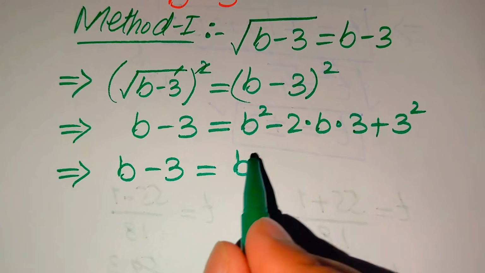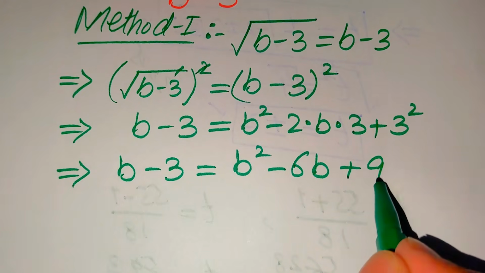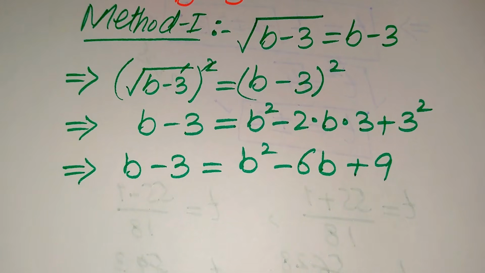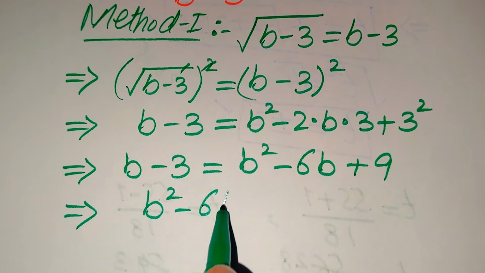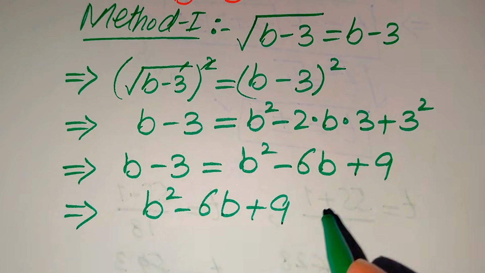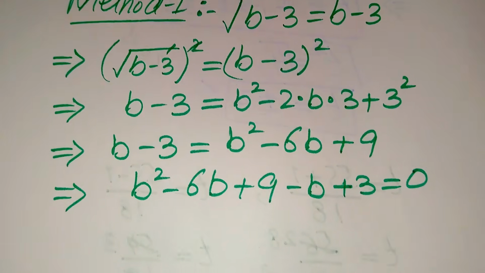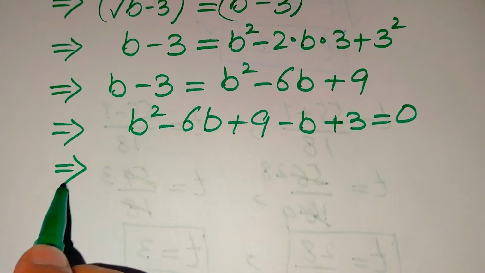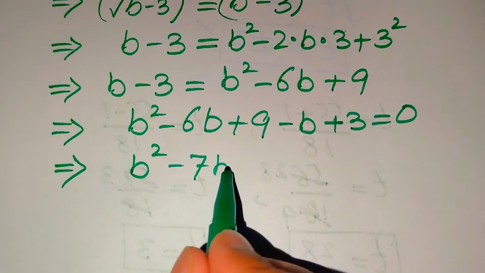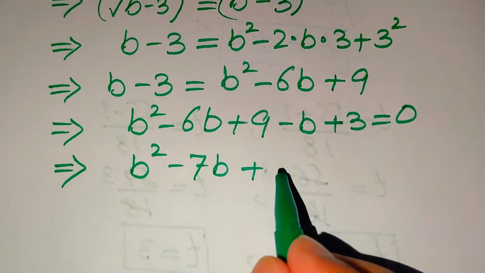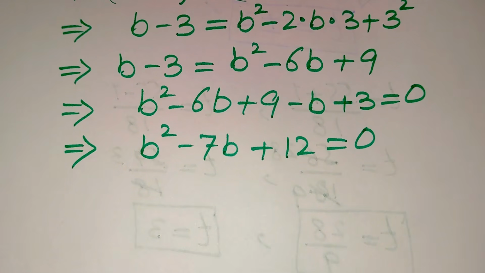Further, in the next step, we need more simplification, and it will be written as b minus 3 equals b squared minus 6b plus 9. Now we move all the values from the left hand side to the right hand side, and it will be written as b squared minus 6b plus 9, plus b becomes minus b, and minus 3 becomes plus 3, and this whole equation equals 0. Now we have b squared, and minus 6b minus b becomes minus 7b, plus 9 plus 3 becomes 12, and this whole equation equals 0.